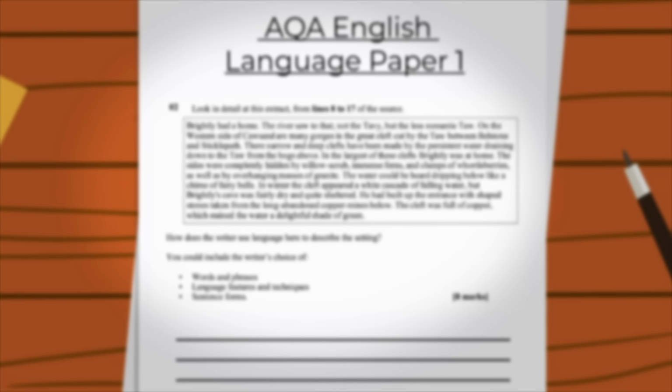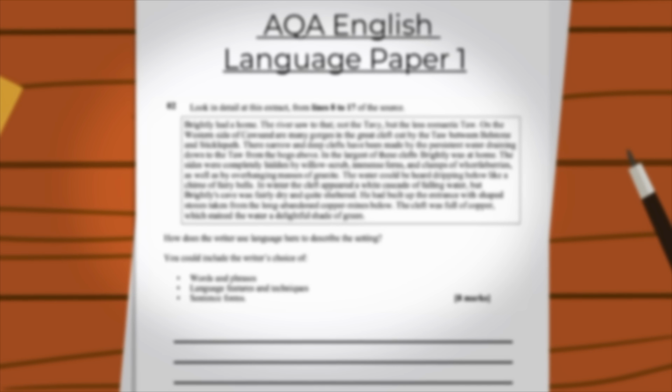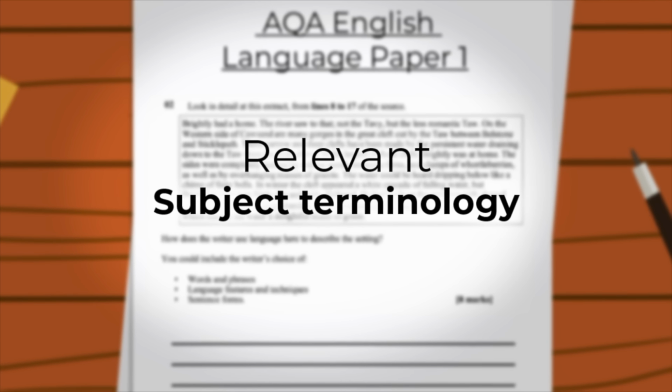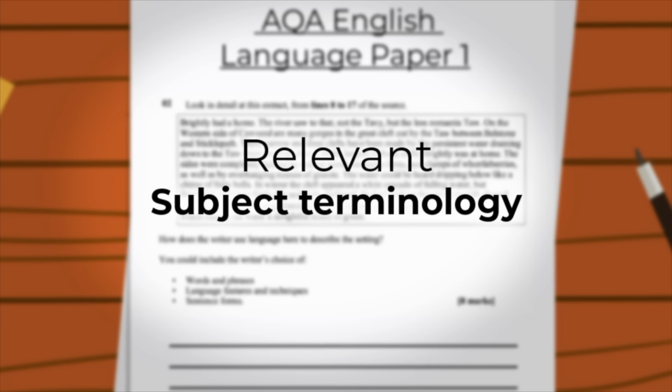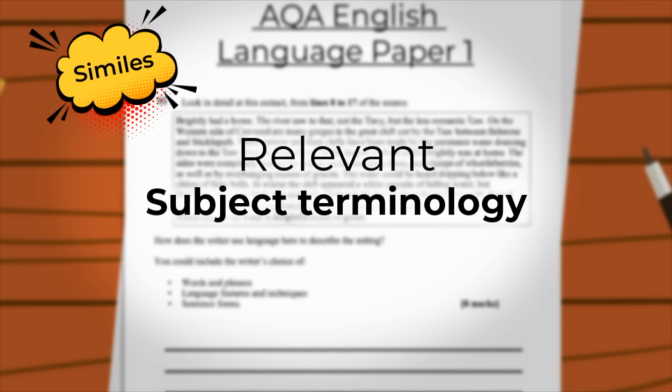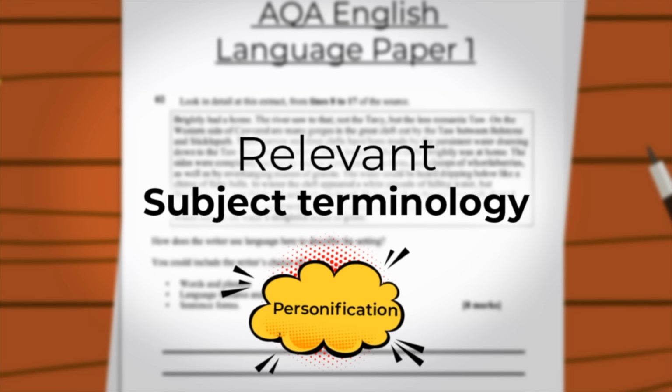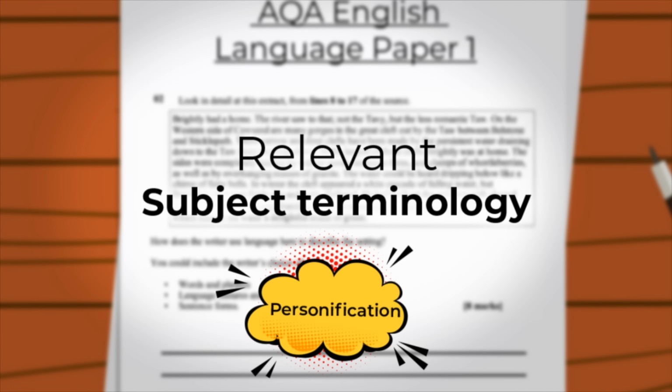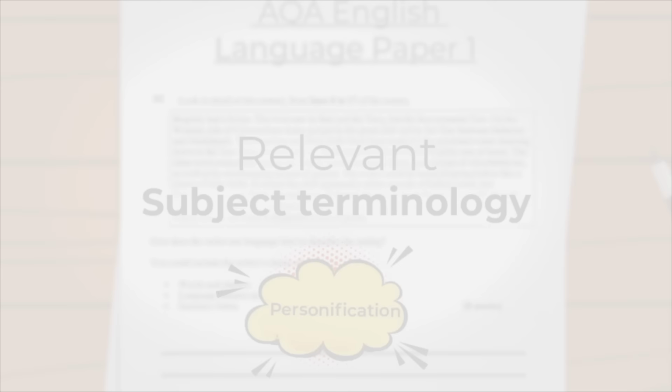Now, the assessment objective for question 2 refers to the use of relevant subject terminology. And this has led some students to approach the question as if it's all about feature spotting, looking out for similes and metaphors, personification, that kind of thing. But this question is not simply about identifying and labelling language features, it's all about effect.